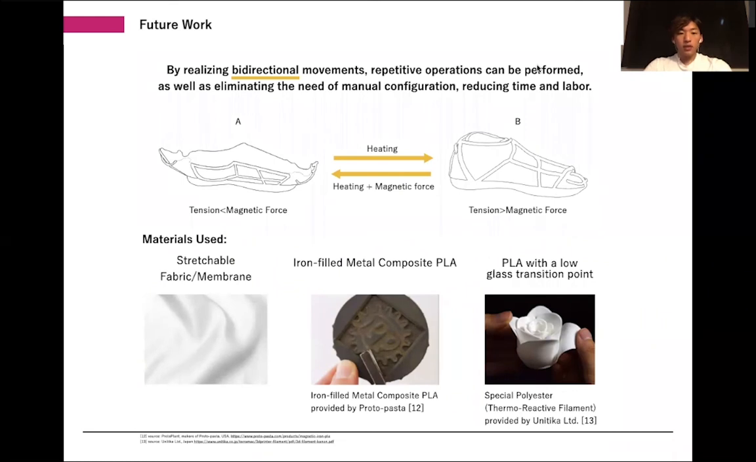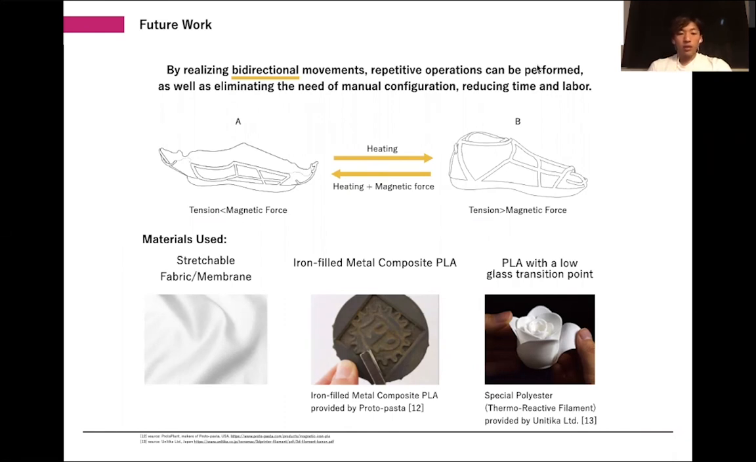The challenge for us now is to change the shape and return it to its original shape without using our hands depending on the situation. By realizing bidirectional movements in 4D printing, repetitive operations can be performed as well as eliminating the need of manual configuration and reducing time and labor to the minimum. There are two forces that make these movements work: cross tension and magnetism.